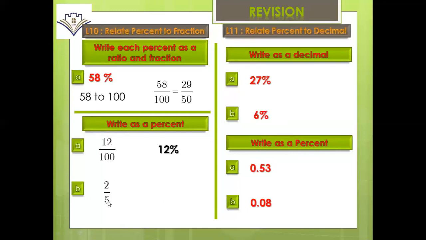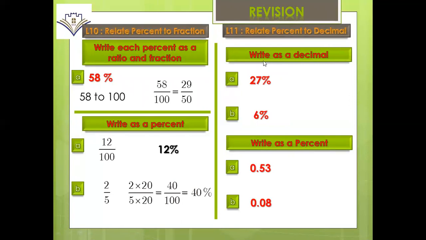But here, 2 over 5, is the denominator 100? No. I need to make it 100. Then 5 multiplied by what equals 100? 5 multiplied by 20. Then both numerator and denominator are multiplied by 20, up and down. Why choose 20? Because 5 multiplied by 20 equals 100, and 2 multiplied by 20 equals 40. Then 40 over 100 equals 40%.